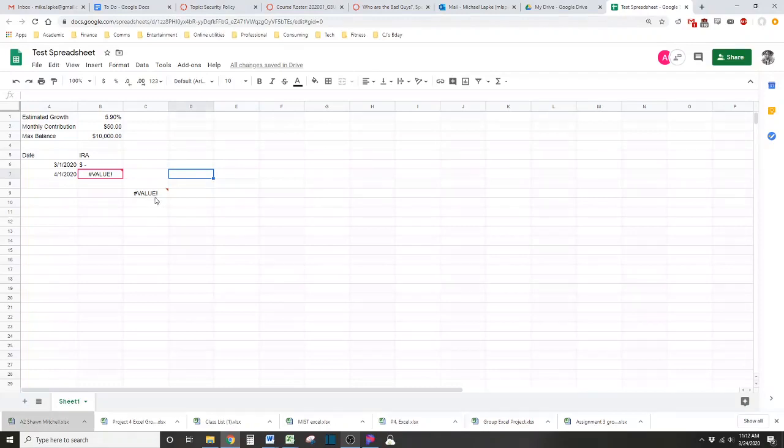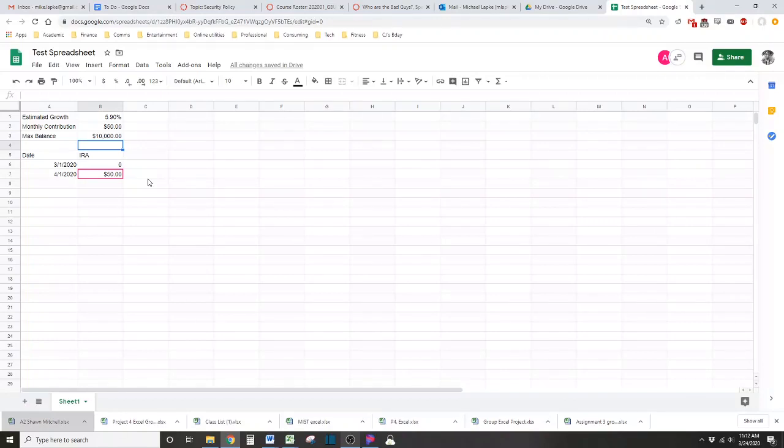And I realize what's probably wrong with the cell is that when I copied and pasted, it just pasted the string, the $dash string, instead of the value 0. And now once I change it to 0, notice that her equation worked. It says $50. So previous balance, which is 0, plus the monthly contribution, which is 50, equals $50.